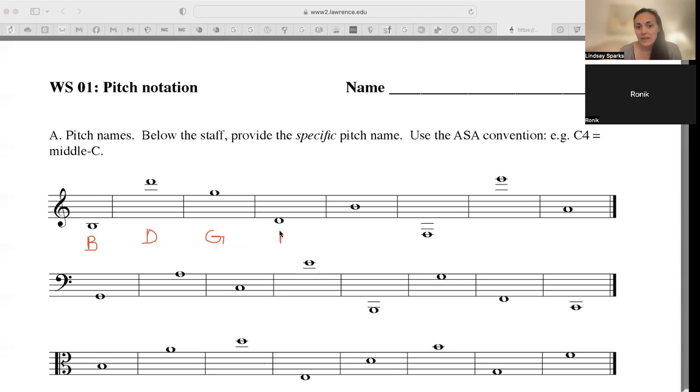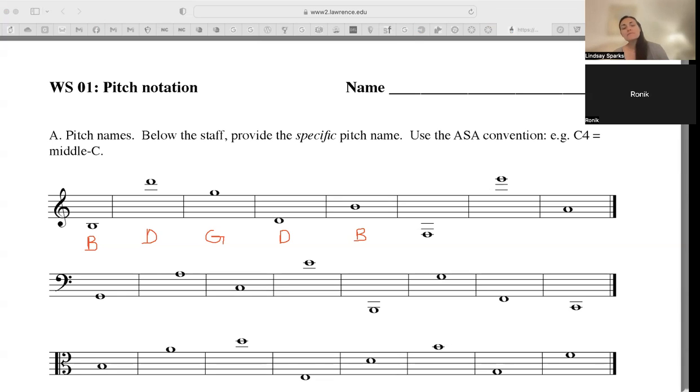Okay. This one's a D below. This is a B. So how are we doing so far? Does this look like we've kind of gotten most of these just based on the lines and spaces? Yeah. Okay. So now what they're asking for with the ASA convention here, oopsie, I have to move my picture and I can't do that when I'm writing.